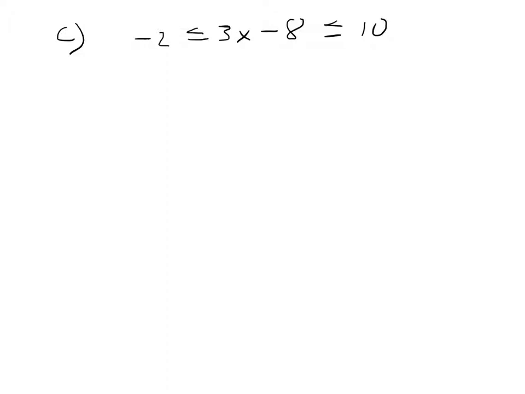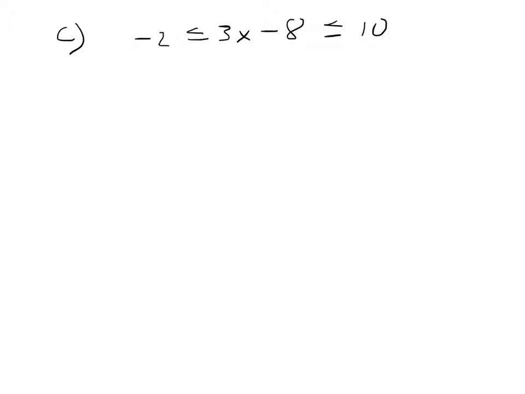Example C is a compound inequality, an AND compound inequality, where 3x minus 8 is larger than negative 2 but less than 10. Now I don't know what x is, and so I'm not going to be able to graph this. Once I have x alone, I can graph it.